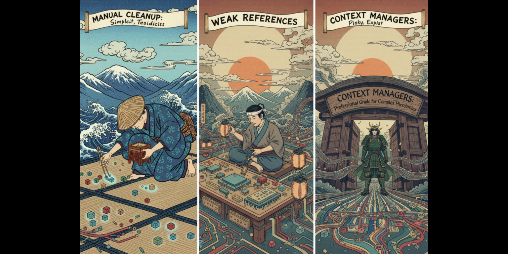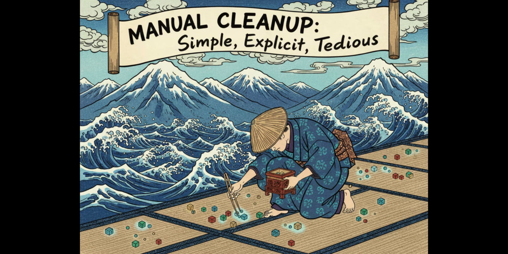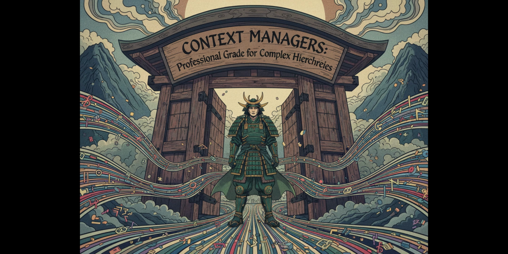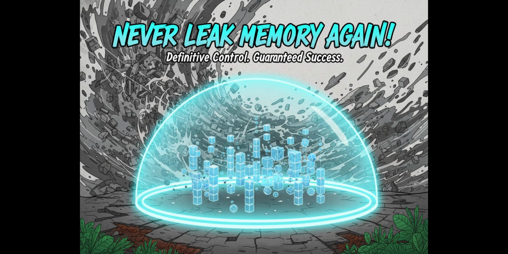So, there you have it. 3 solutions. Manual cleanup, simple, explicit, but tedious. Weak references, elegance for specific patterns, but requires careful design. And context managers, professional grade for complex hierarchies. Pick the right tool for the job and you'll never leak memory again.